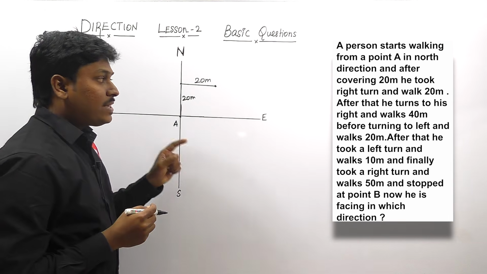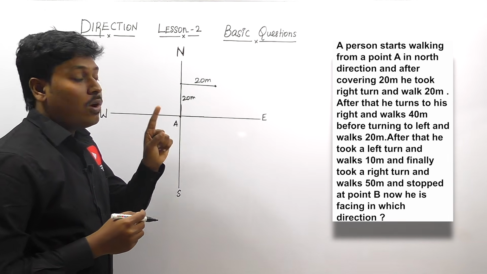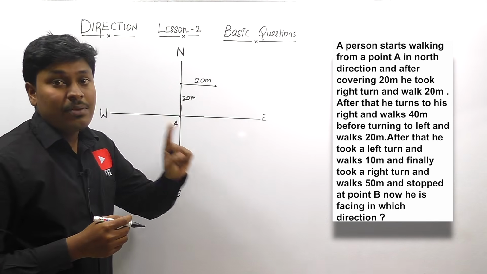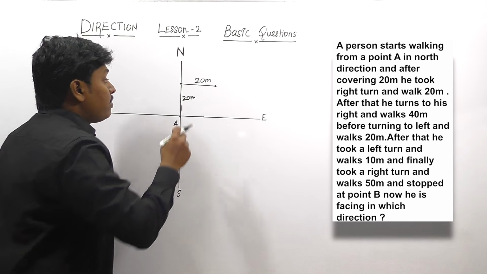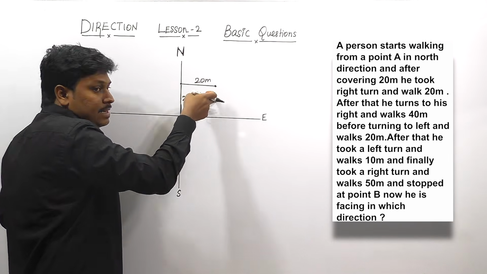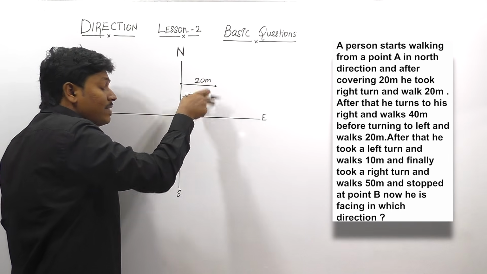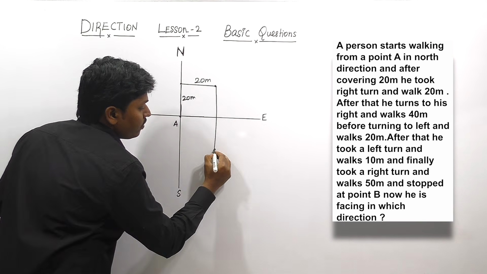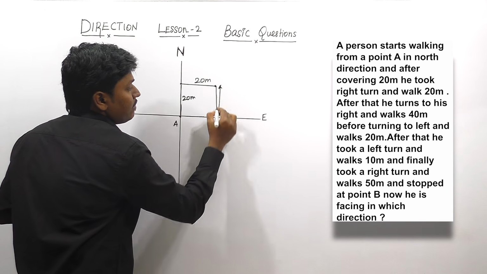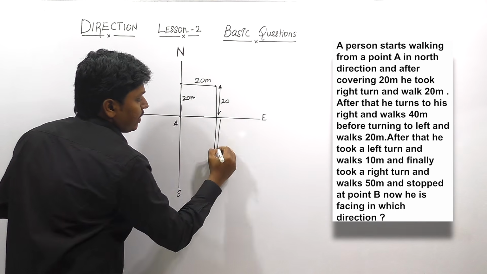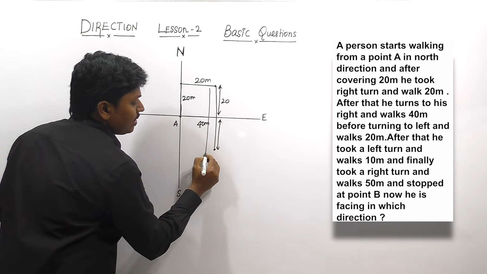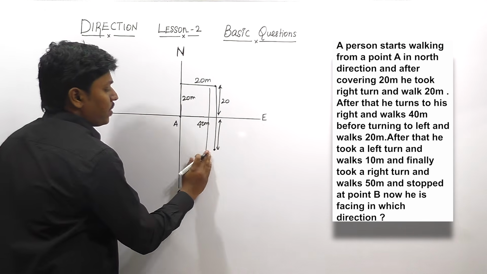After that he turns to his right and walks 40 meters. Friends, listen carefully. From here he is turning right and walking 40 meters. Friends, most important thing, this will be right hand side. This is 20 meters. Now after turning right he is walking 40 meters. So I should surely say that this will be 40 meters. Got the logic, friends? This will be 20 and this will be 20. So only he will cover the total distance, that is 40 meters. So finally he will be at this point, right?